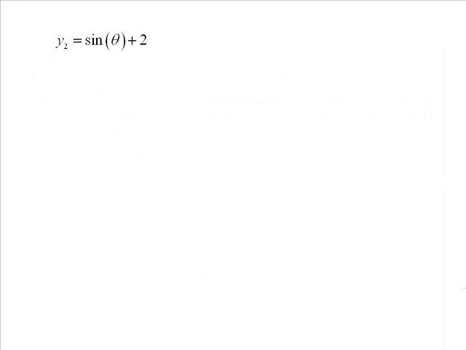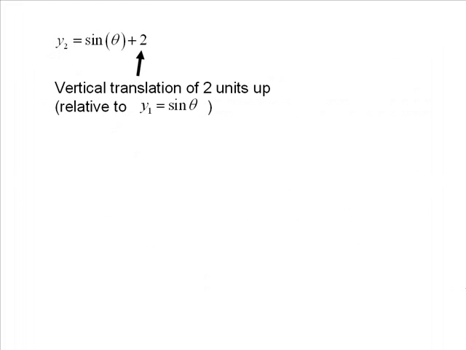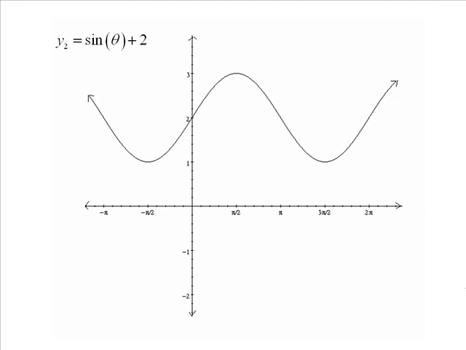So if we went back to this equation, sine theta plus 2, the plus 2, as I mentioned, is a vertical translation of 2 units up, relative to y1 equals sine theta. So no big surprises there. And the graph taken on its own would look like this. So no change to the period, but you will notice that its maximum value is 3 and its minimum value is 1, just by inspection of the graph. This one's a fairly easy one to read.